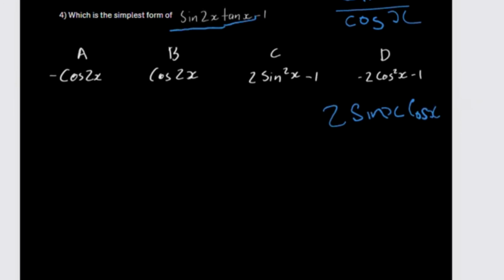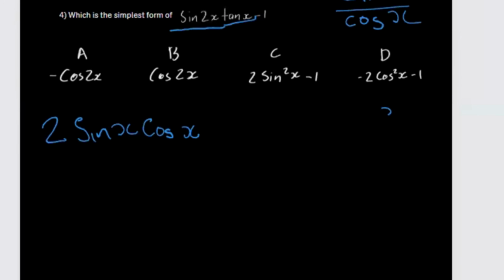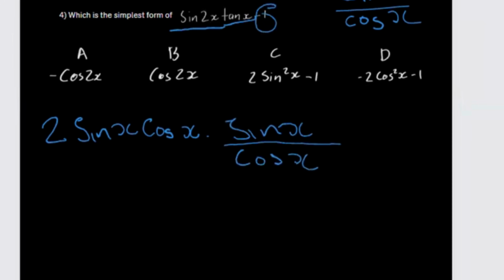Now, moving on and trying to solve the question. We're going to say 2 sine x cos x. Then you're going to multiply by, let's just remove this so that I have space, sine x over cos x, and make sure, guys, that you don't forget that minus 1. So you're going to then say minus 1.